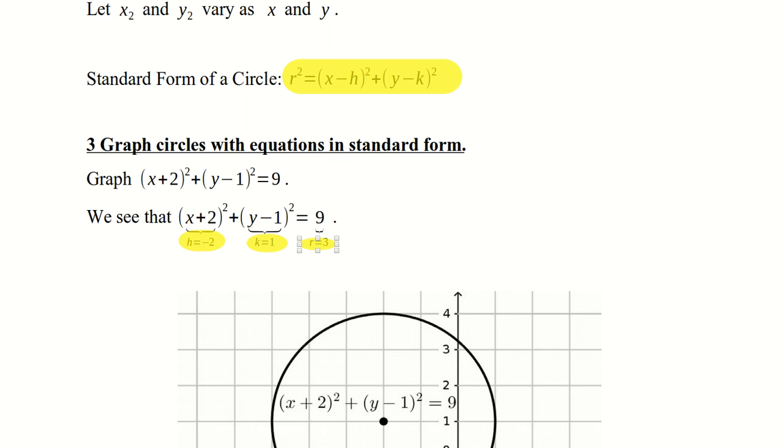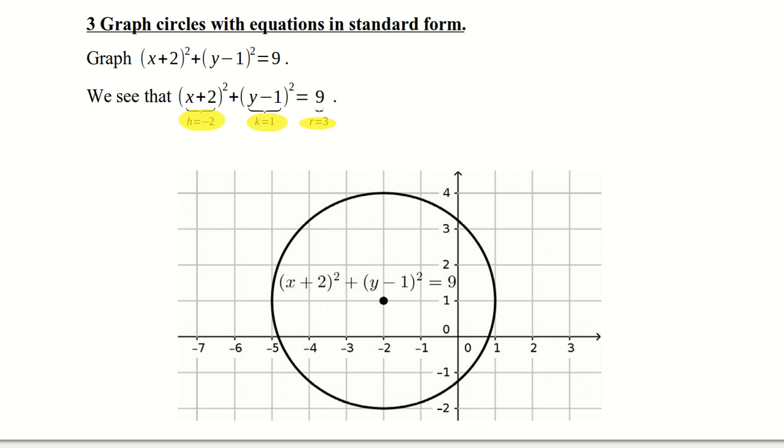And those pieces of information are enough. That tells us everything that we need to know about this circle. So for example, let's start with the center. The center is x equals negative 2, y equals positive 1. And from the center, we sweep out a circle that is 3 units away. Now to do that, we go 3 units to the right, 3 units up, 3 units to the left, 3 units down. Those 3 points are called vertices, and we can be sure of them.